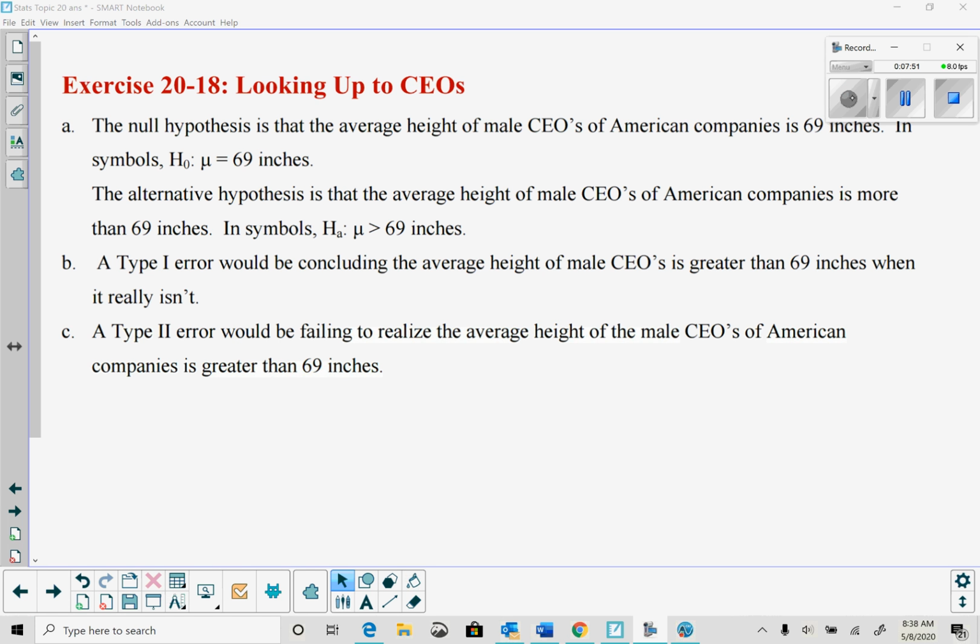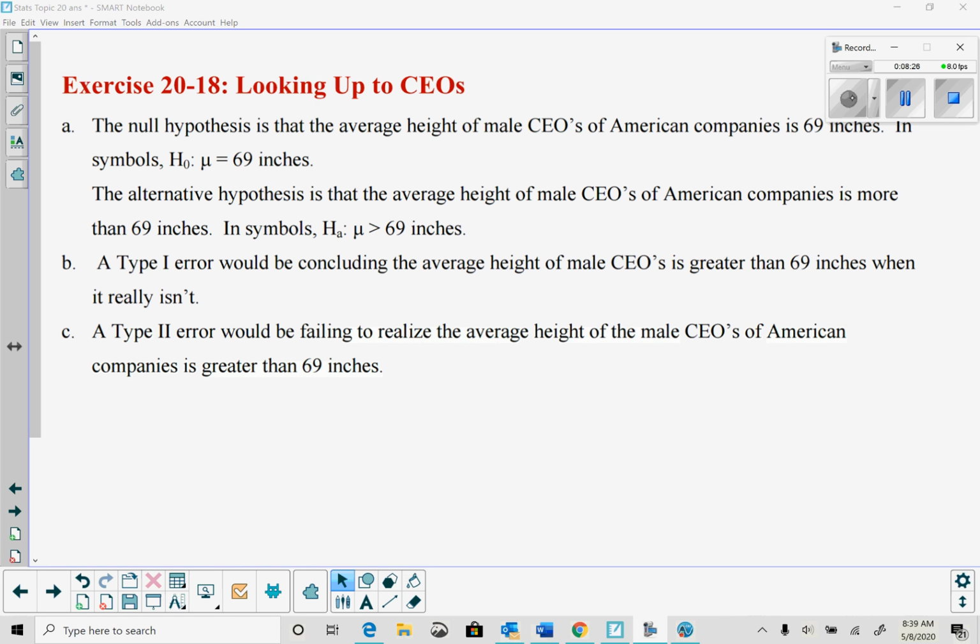All right, so for 18, taller people in business are more likely to become CEOs. Again, the null hypothesis is that the average height of male CEOs in American companies is equal to 69 inches. The alternative hypothesis is that their mean average height is greater than that. For part A, sorry, that's A. B, describe what a type 1 error would mean in this context.